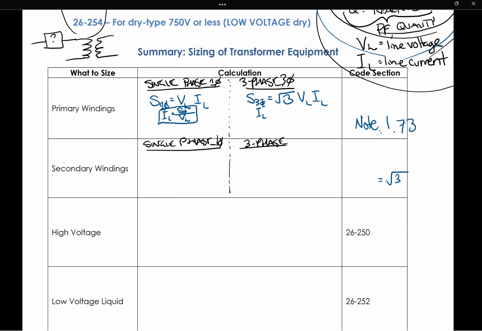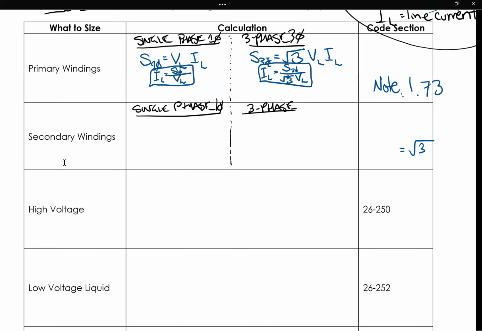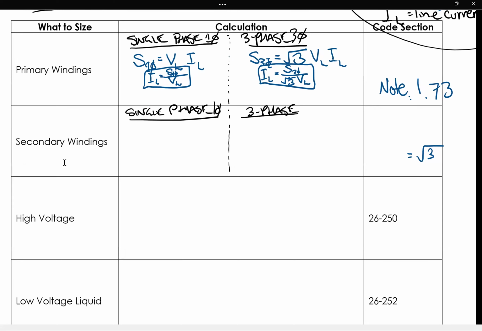Your line current, or the current in your primary windings if it's three-phase, is going to be the apparent power in your three-phase circuit divided by root 3 times line voltage. That's the equation that the Canadian Electrical Code is using in their first step of transformer sizing. That's it. That's the secret that you're missing.